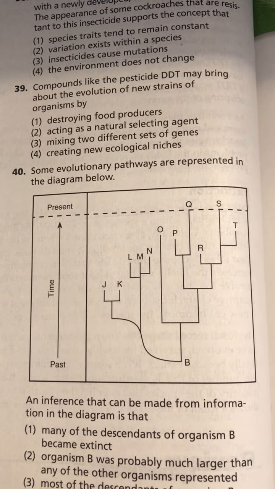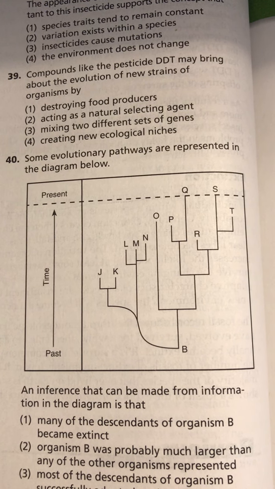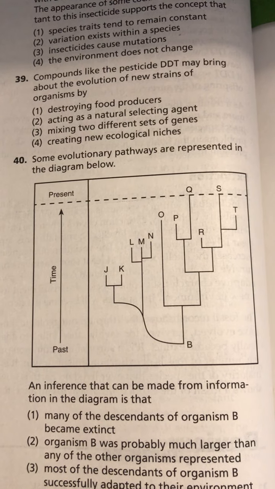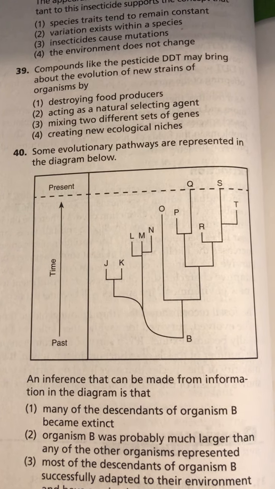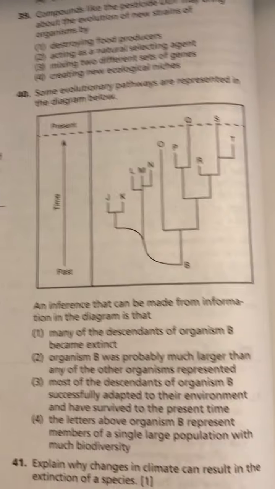Number 39. Compounds like the pesticide DDT may bring about the evolution of new strains of organisms by 1. Destroying food producers. 2. Acting as a natural selecting agent. 3. Mixing two different sets of genes. Or 4. Creating new ecological niches.